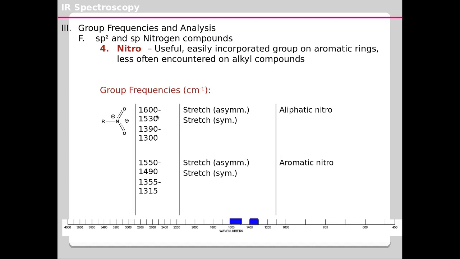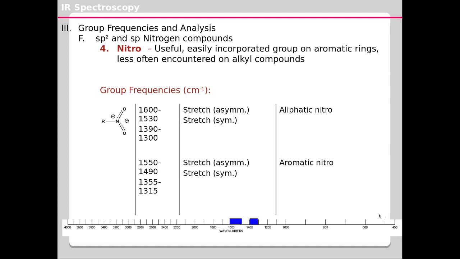a range of 1530 to 1600 centimeter inverse, where you can see two bands. One for symmetric stretching and one for asymmetric stretching. Okay, so the symmetric stretching vibration for aliphatic nitro compounds usually comes between 1300 to 1390 centimeter inverse, whereas the asymmetric stretching vibration usually comes between a range of 1530 to 1600 centimeter inverse.